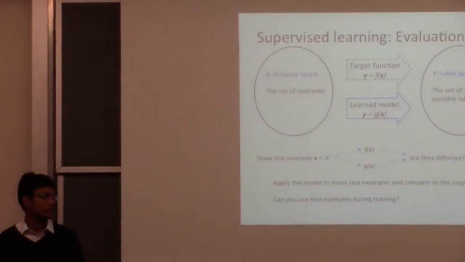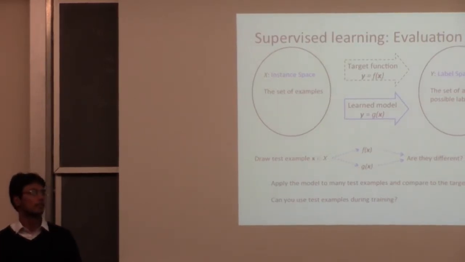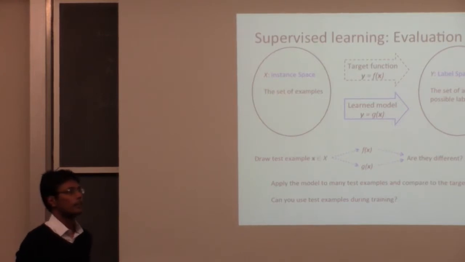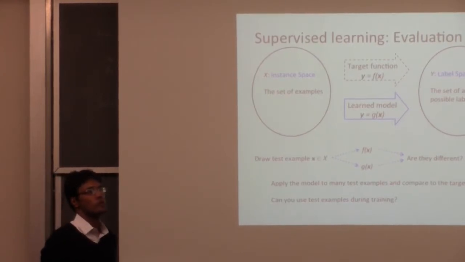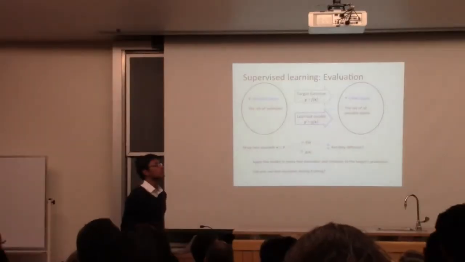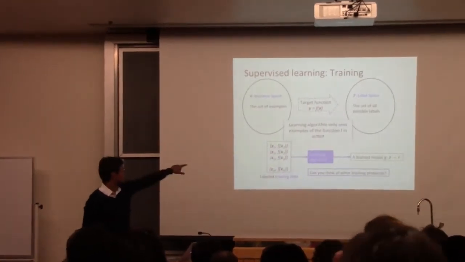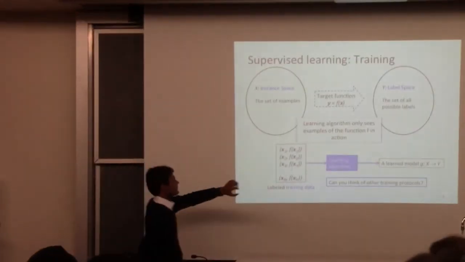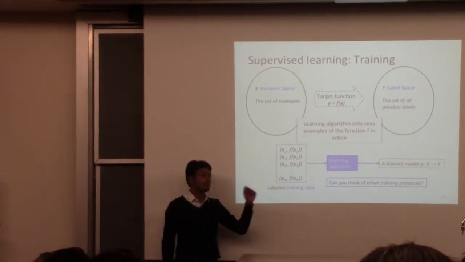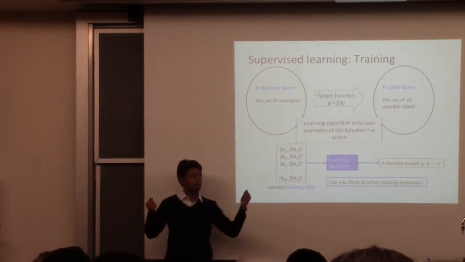Does this seem reasonable? Is this cheating in any way? Do we provide any information about what kind of function it is? You know nothing about what F is. You don't even see F. Your only interaction with F is through this set here. You have no idea what F is. You only know that, like the badges data, you only know examples and their labels.